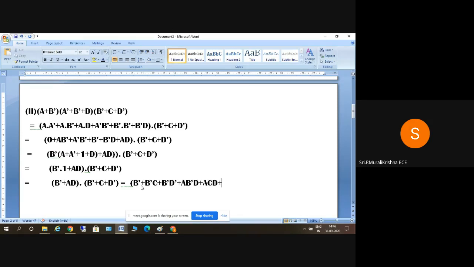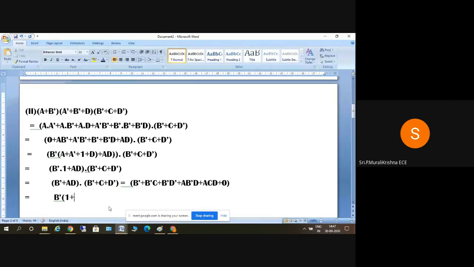So d into d bar is 0. A d into d bar, so d into d bar will be equal to 0 here. I'll put 0 there, because a d into d bar will be equal to 0. Then it is equal to, take b bar common here. I can take b bar as common for most of the terms.